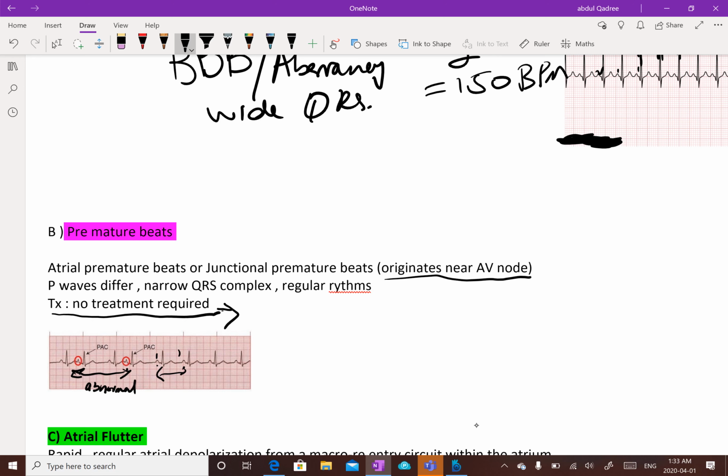Good to go. You can slap your patient and let them go home. I'm just kidding. Yeah, you can safely discharge the patient.